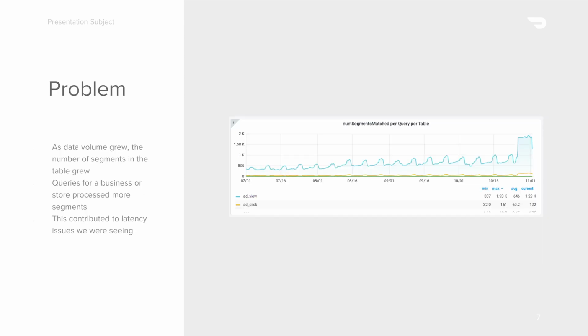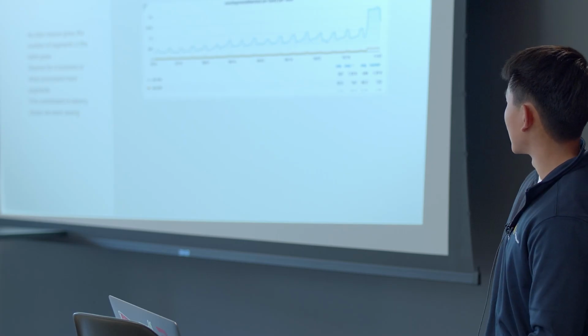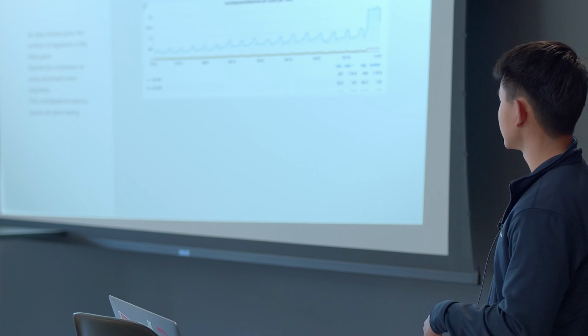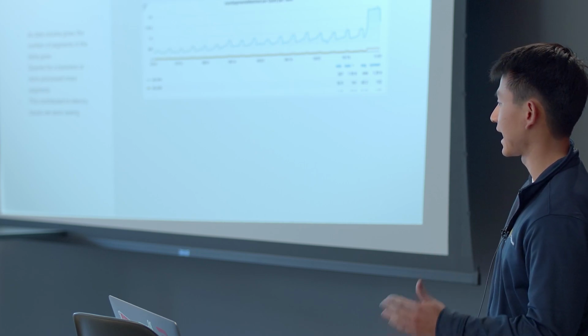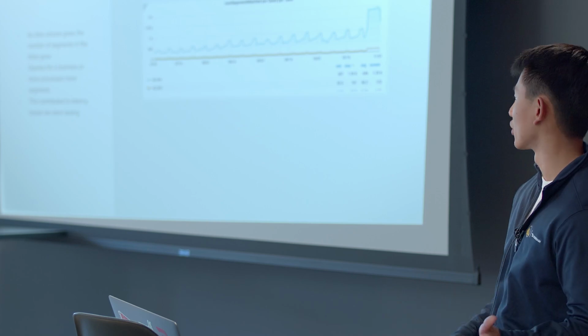And so that was all good and dandy when we first set it up. But one problem that we ran into as things scaled was that as the data volume grew, the number of segments in the table grew. That also meant that the queries for a business or store had to essentially read more segments.